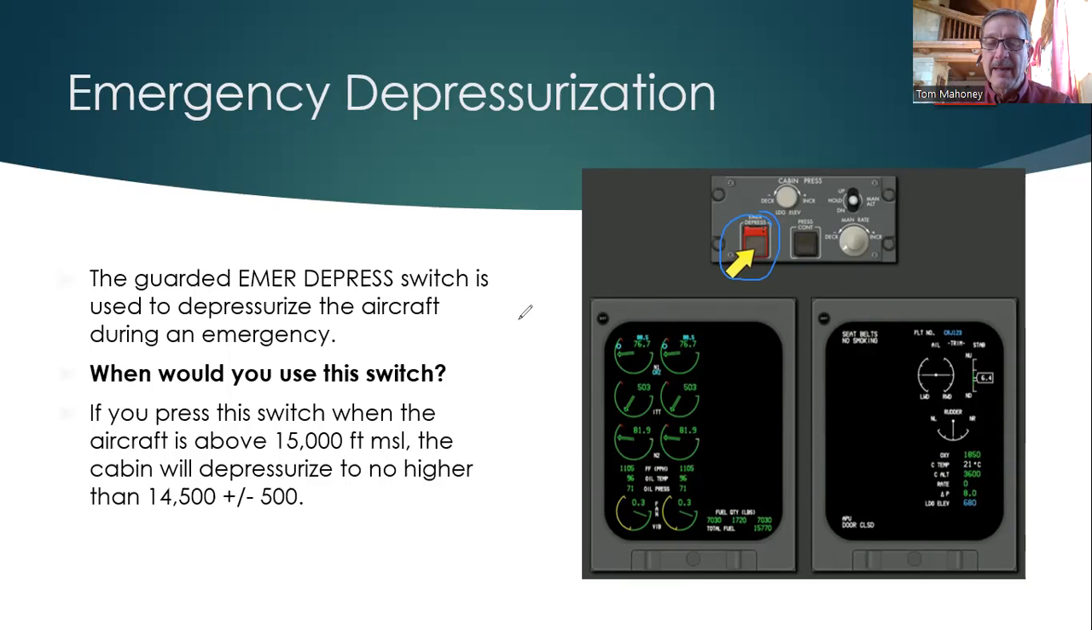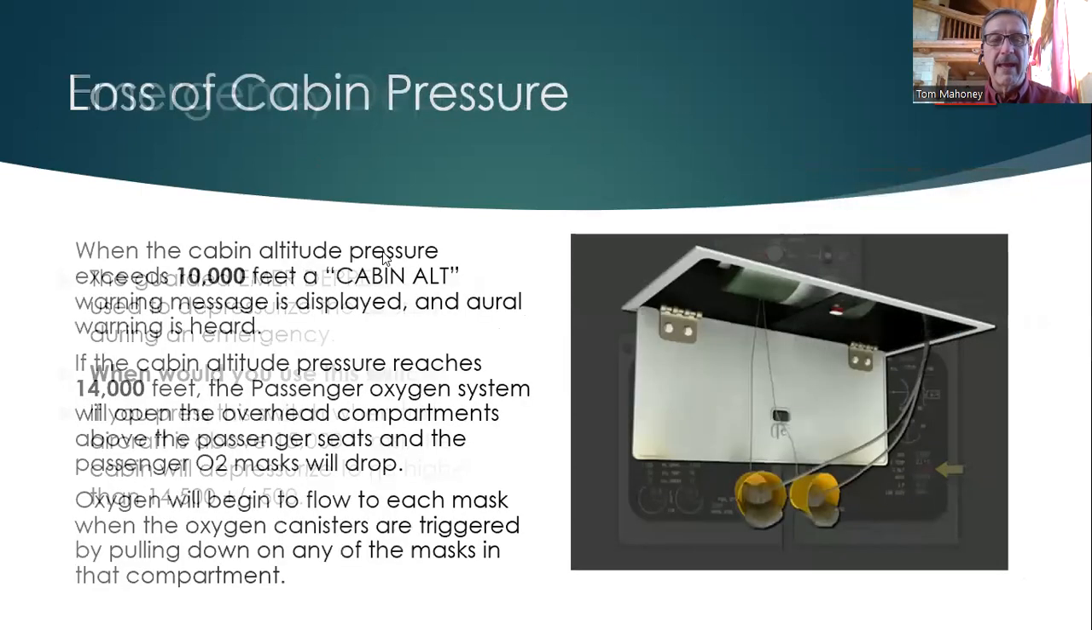However, in the meantime, it's going to depressurize the airplane up to a cabin altitude pressure of 14,500, which is going to give us some other issues. And that's going to be a loss of cabin pressure. Now let's think about this for a second. When the cabin altitude pressure exceeds 10,000 feet, we're going to get an alert on the flight deck, we're going to see cabin altitude, and we're going to get an aural warning that is heard. So now we know that we've gone above a 10,000 foot cabin altitude.